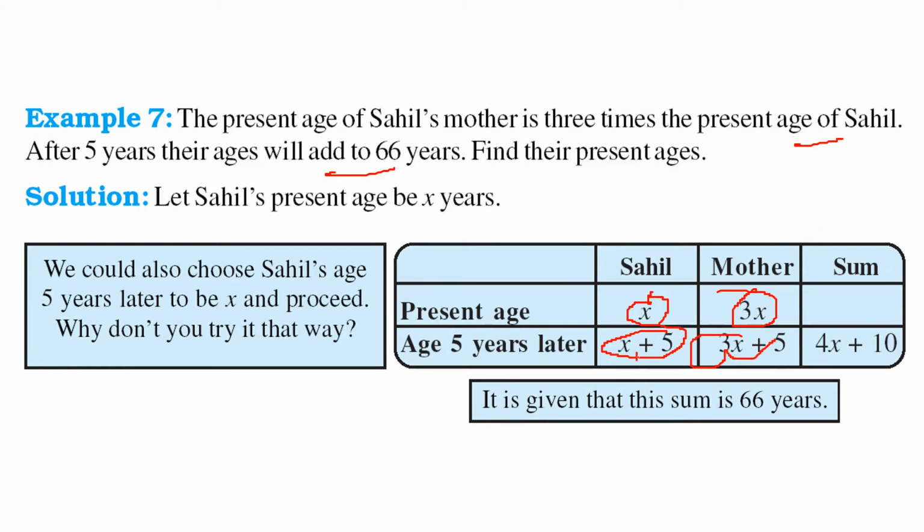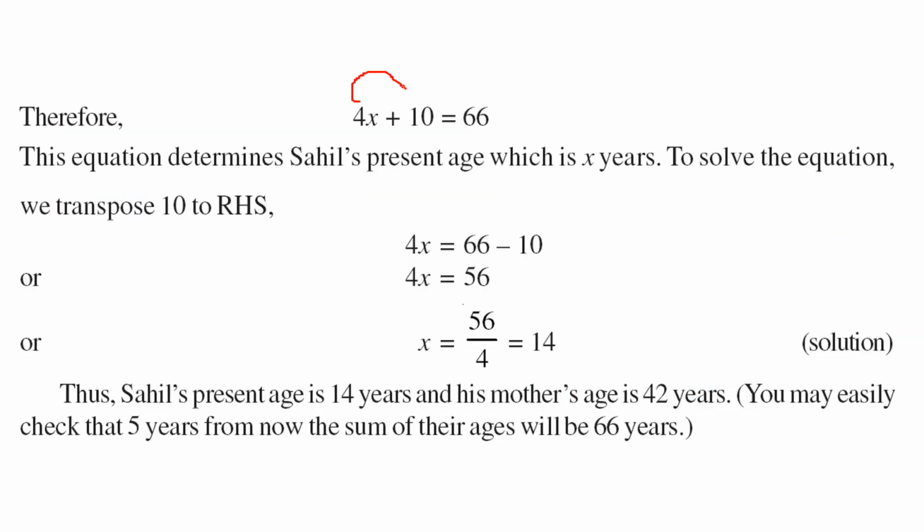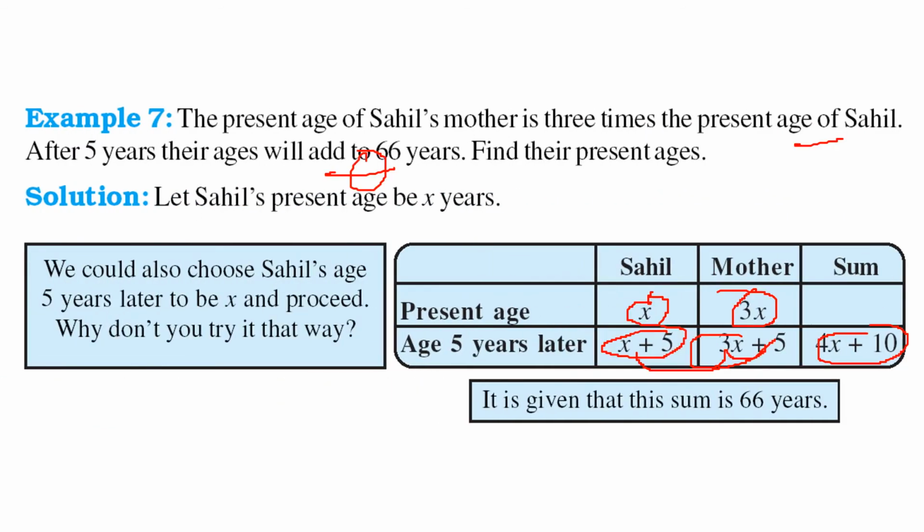Now, when we add x plus 5 and 3x plus 5, the ages of both of these after 5 years, we get 4x plus 10, right? And this is equal to 66. So this is how we have to do it. So 4x plus 10 is equal to 66. What we have done, let me just go through it again.